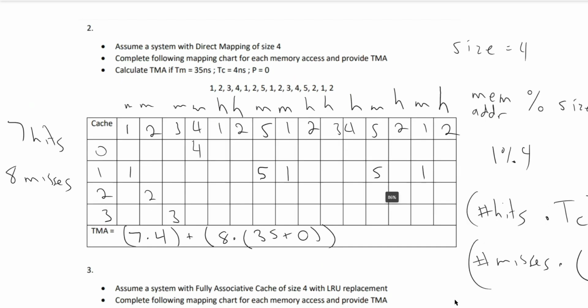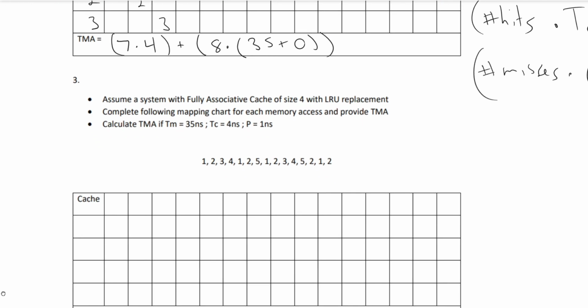Oh, there's one more part. Okay, so cache again, but fully associative with least recently used replacement. Complete the following mapping chart. Again, 1, 2, 3, 4, 1, 2, 5, 1, 2, 3, 4, 5, 2, 1, 2. Cache 0, 1, 2, 3, right? So for fully associative, we just put whatever's the first available, right? So 1, 2, 3, and then 4.